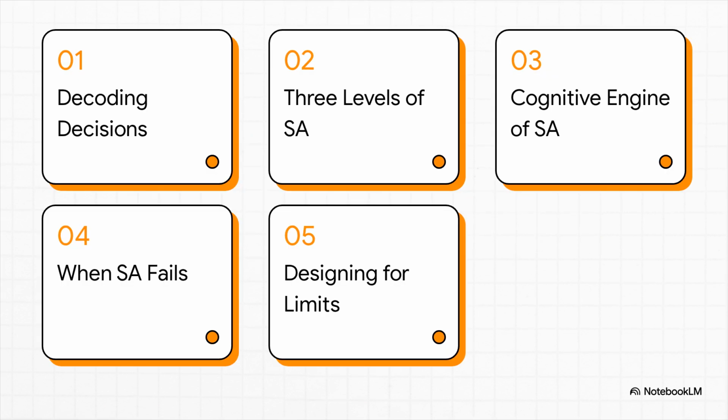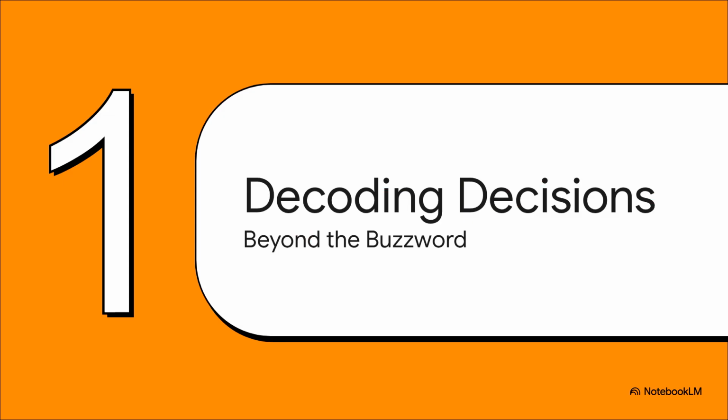Here's the roadmap for our explainer today. We'll decode split-second decisions, break down the 3 levels of situation awareness, peek under the hood at the cognitive engine itself, see what happens when situation awareness completely fails, and finally, look at designing for human limits. All right, let's kick things off with Section 1, Decoding Split-Second Decisions, moving way beyond just the corporate buzzword.